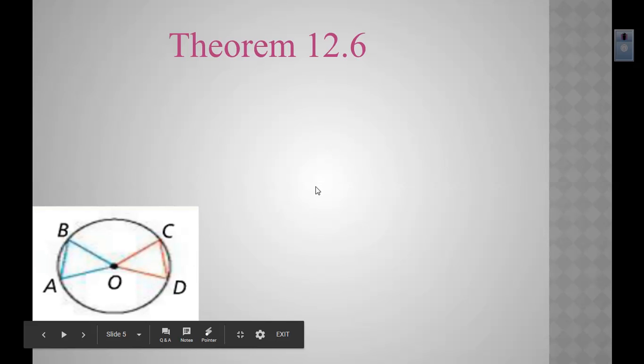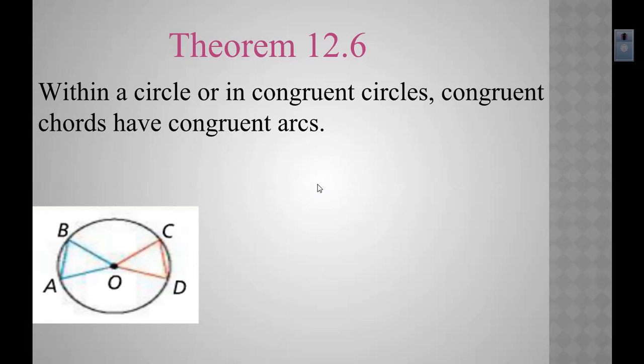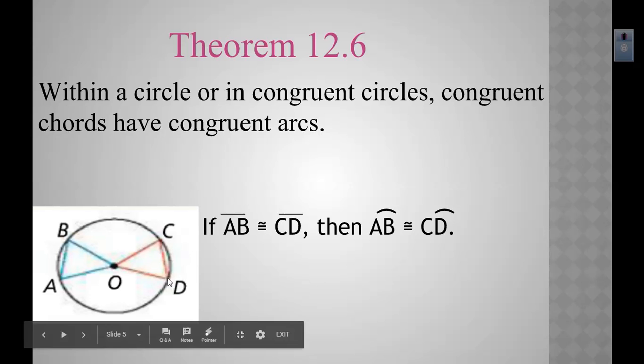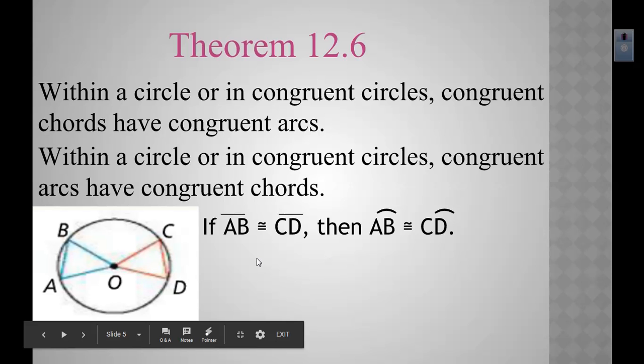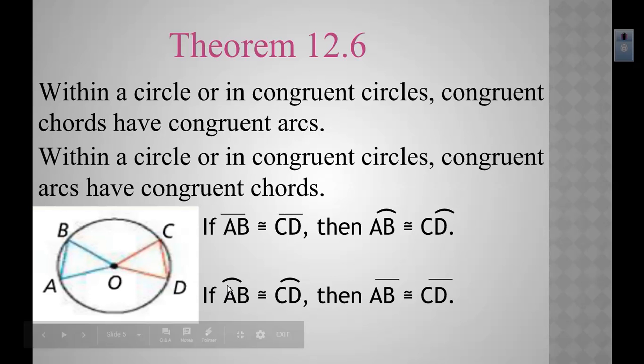Theorem 12.6. Within a circle or congruent circles, congruent chords have congruent arcs. So we made the relationship between the central angles and the arcs. We made the relationship between the central angles and the chords, but now we're going to draw a relationship between the arcs and the chords. So congruent chords have congruent arcs. These are the same length, which means their arc is going to be the same. And therefore, if we have congruent arcs, then we have congruent chords.